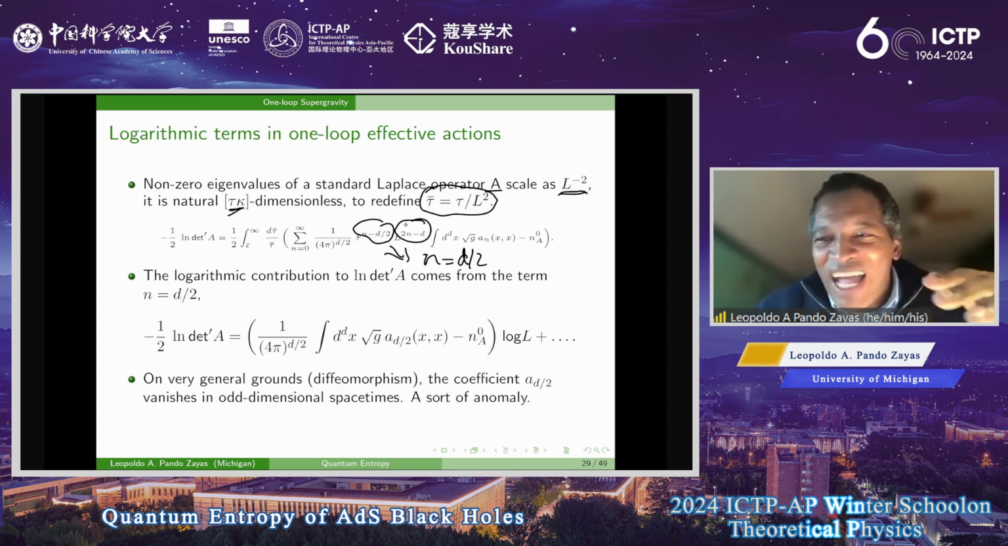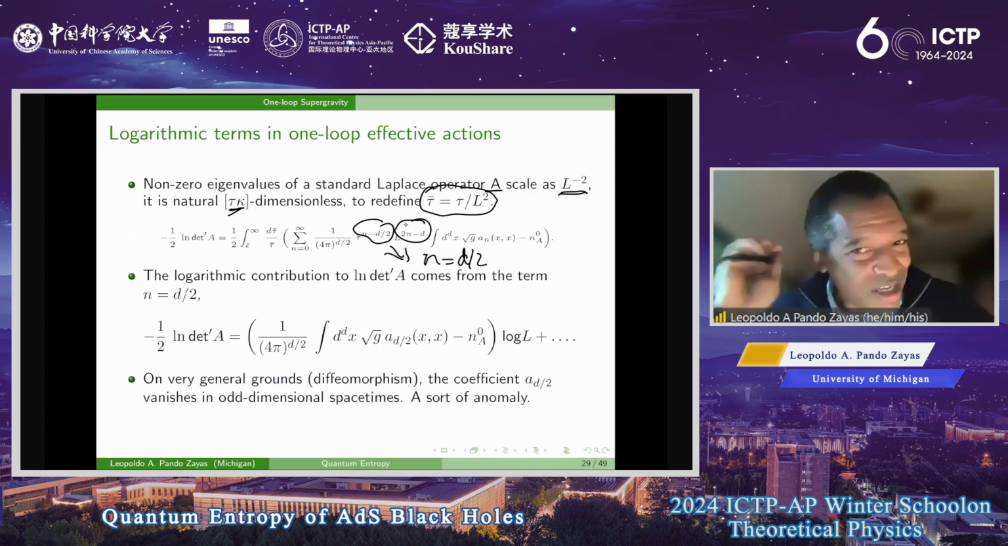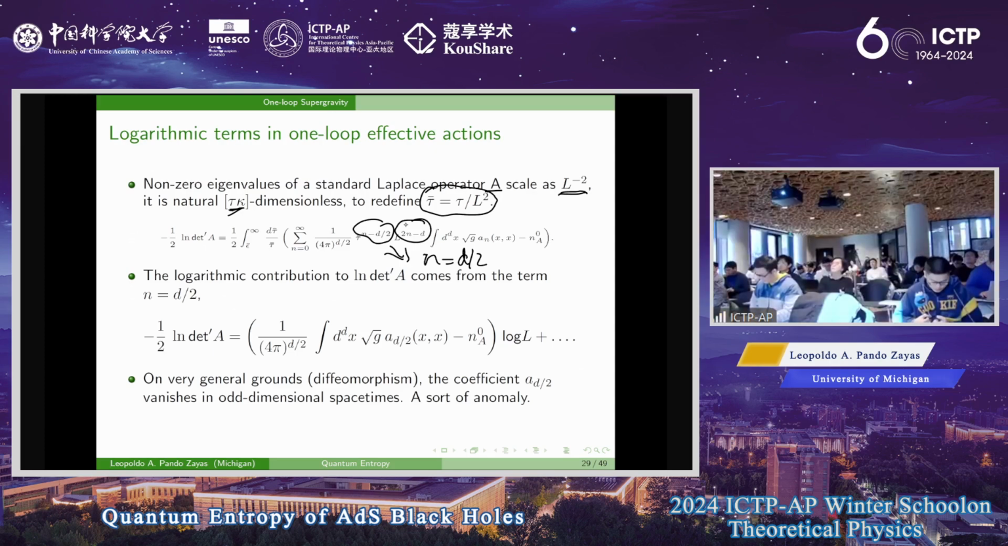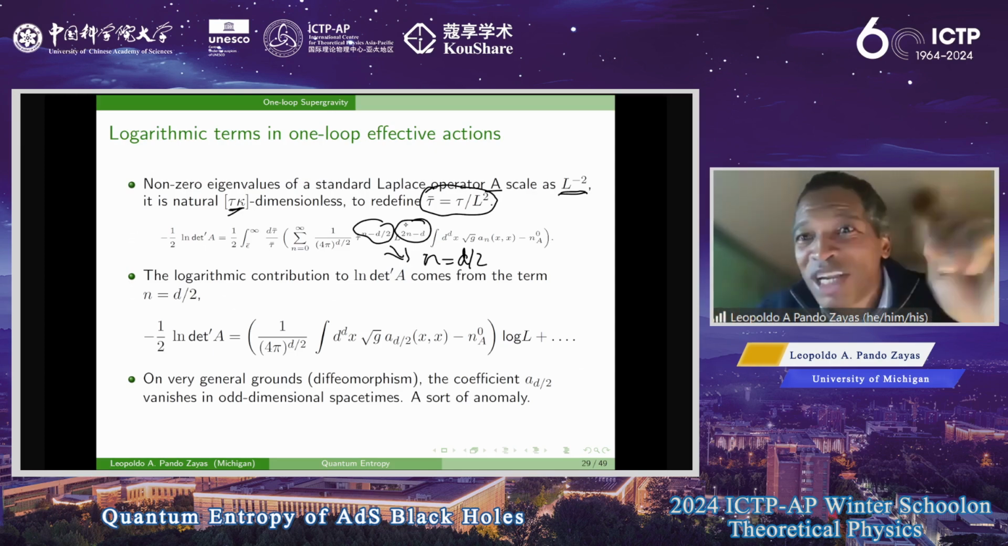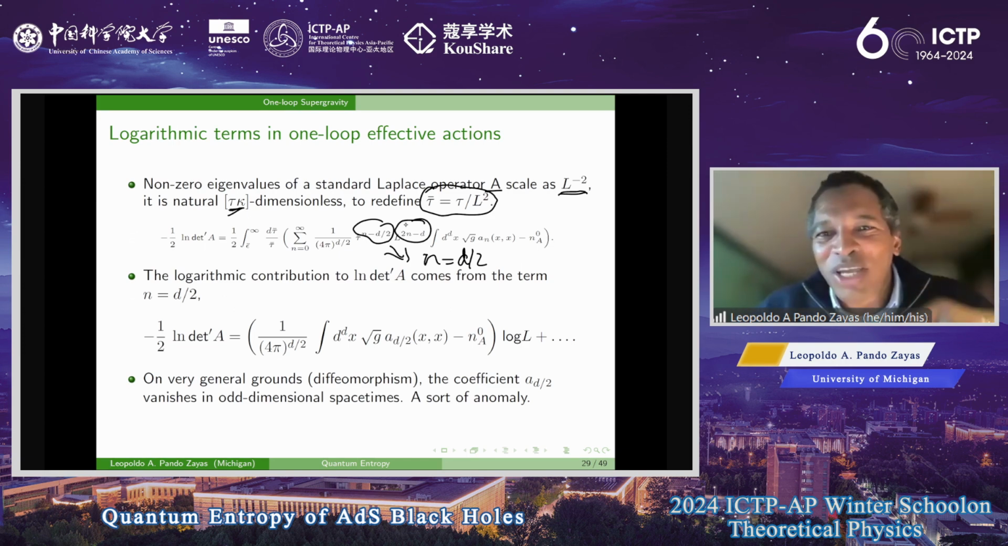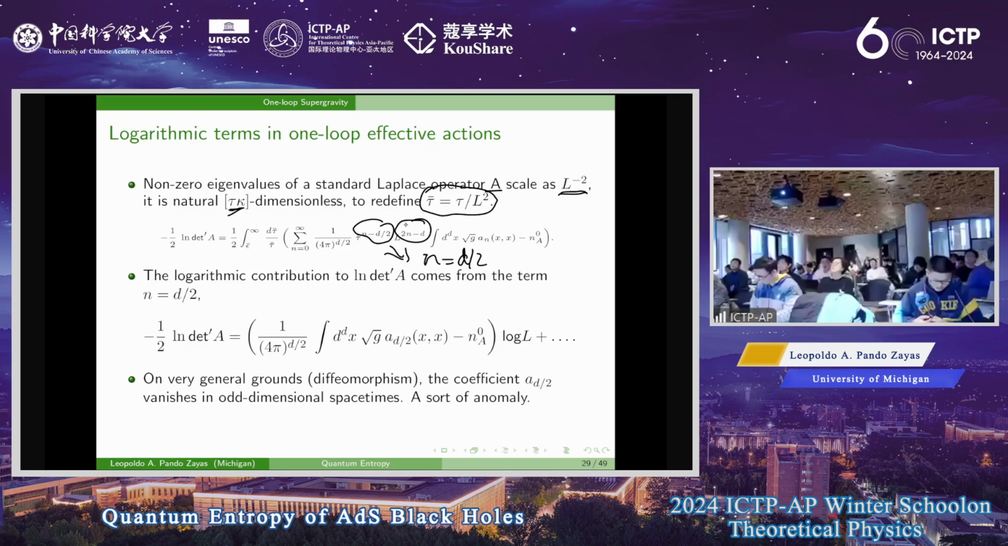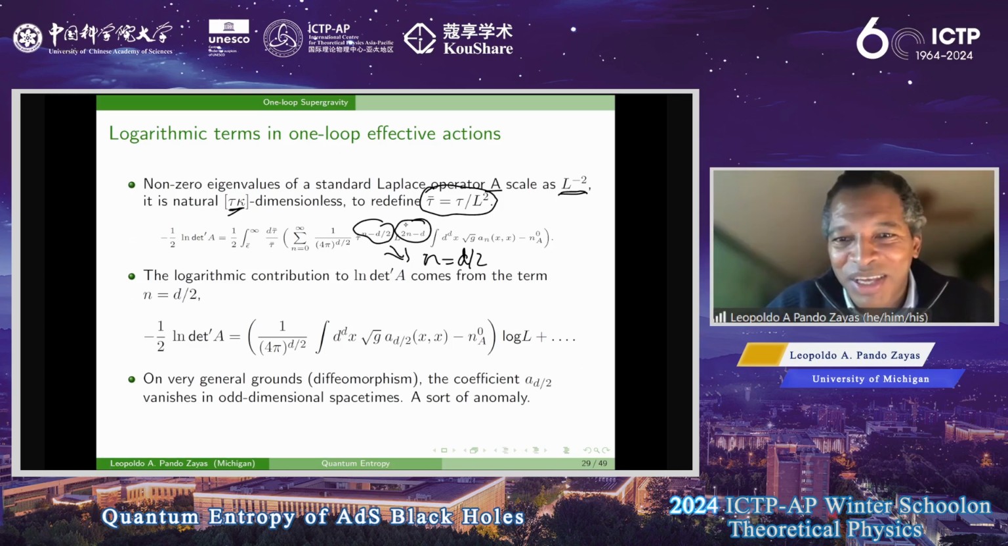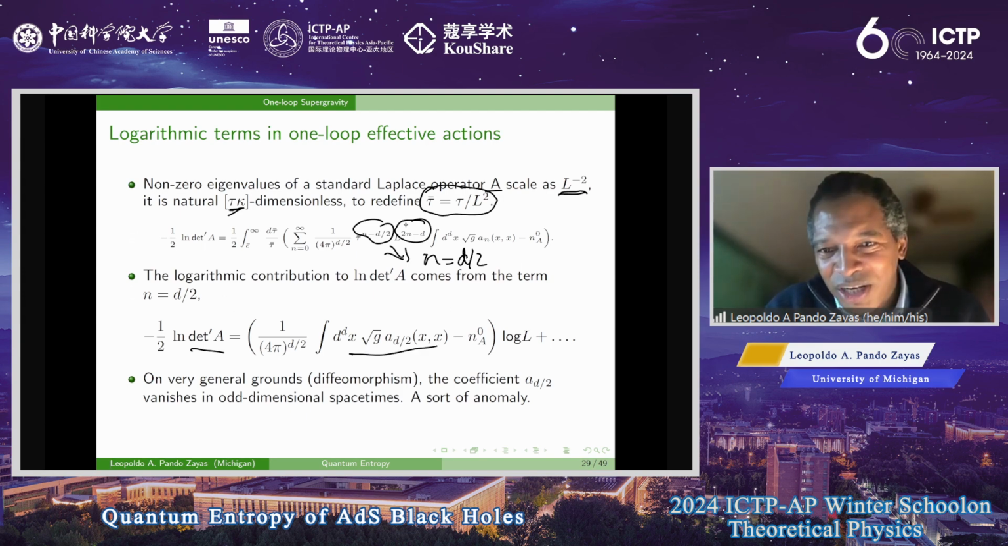Because I have many terms in my cylinder width expansion, but only the one in which n equals d over 2 can contribute. And now when I put that in my determinant, I have the contribution that comes from only that term. And then of course I still subtract the zero mode.